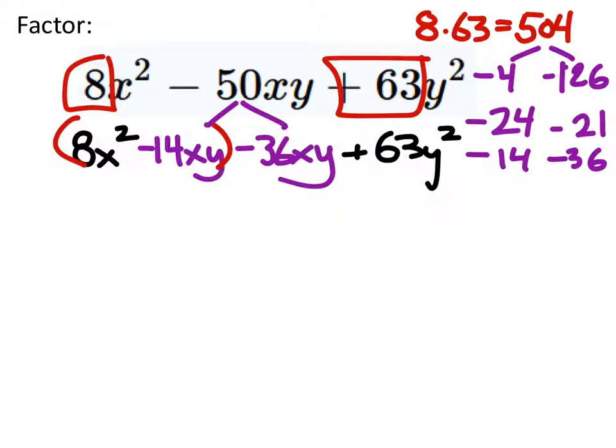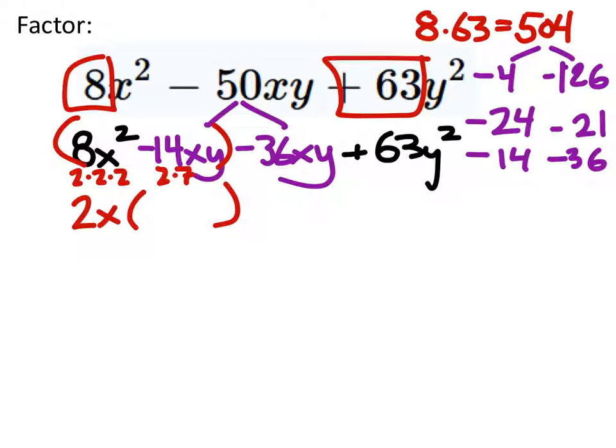Starting with 8x squared minus 14xy. And it looks like I could factor out a 2 from those and an x. Right? 8 is 2 times 2 times 2, or 2 times 4. And 14 is 2 times 7. So the 2's are in common.